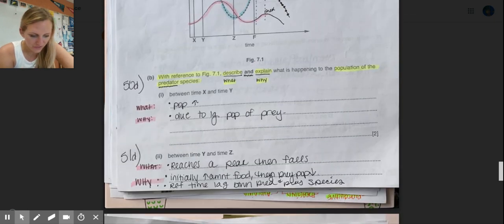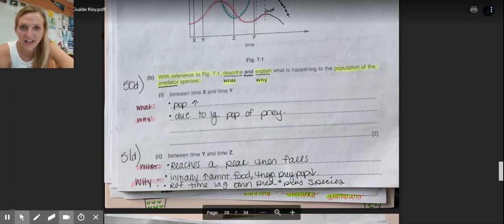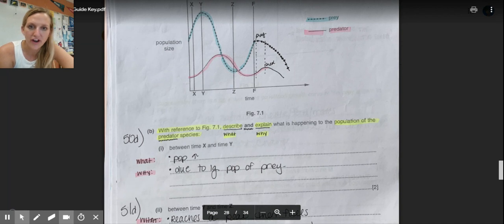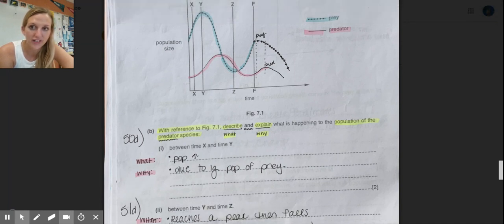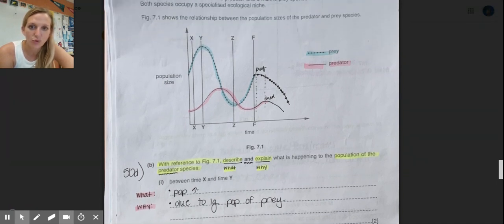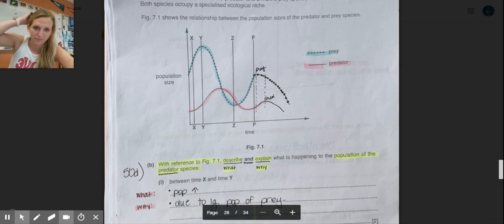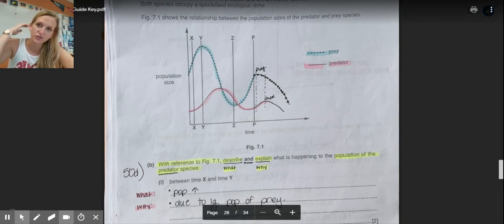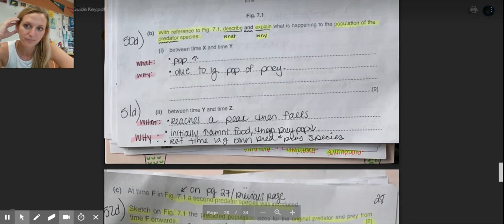So this is number 50. With reference to the graph, describe and explain what's happening to the population of the predator species between X and Y. Describe is what's happening and explain is the why it's happening. So they're starting to increase between X and Y, so the population goes up. And why is this happening? Due to the increase in the population of the prey.